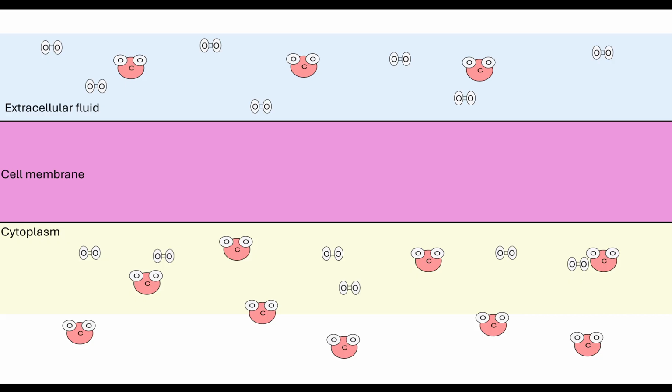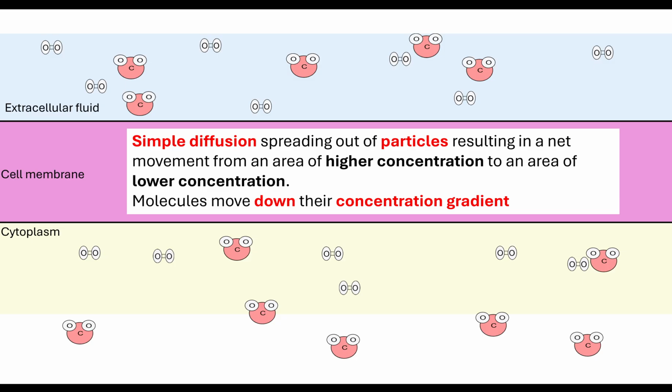Now, if I look at my carbon dioxide, I have 9 carbon dioxide molecules in the cytoplasm and only 3 in the extracellular fluid. Therefore, carbon dioxide will diffuse from where there's more of it, a higher concentration, to where there's less of it, a lower concentration. That is simple diffusion, the spreading out of particles resulting in a net movement from an area of higher concentration to an area of lower concentration. Count the number of molecules and see where there's more to where there's less.